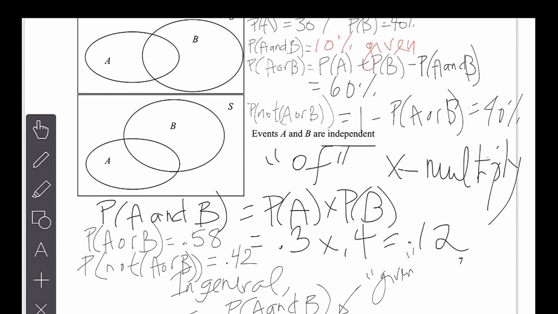Just going to look if you have questions. No comments? It was a little hard to see, maybe. It's getting a little messy.